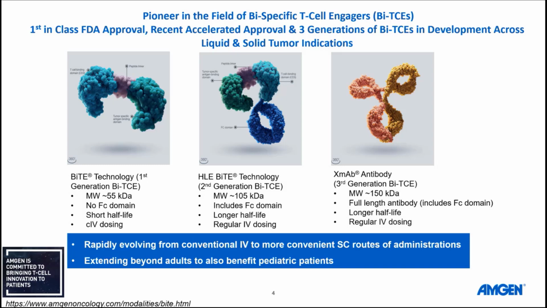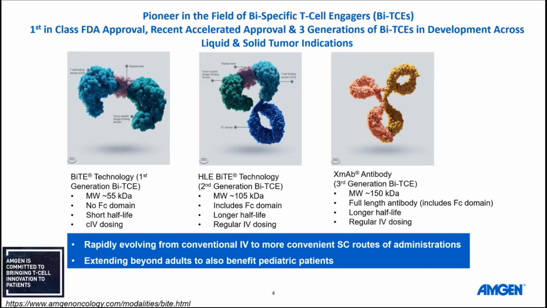The second generation of BiTCEs have included the Fc domain. So with FcRn-mediated drug salvage, they have relatively longer half-life, allowing for IV dosing. A representative molecule in this class is the recently approved tarlatamab from Amgen. The third generation are the full-length bispecific antibodies. They also have relatively longer half-life and allow for IV dosing, and some of them are actually approved with SC administration. Most of the recently approved bispecific T-cell engagers are from this class of full-length bispecific antibodies.